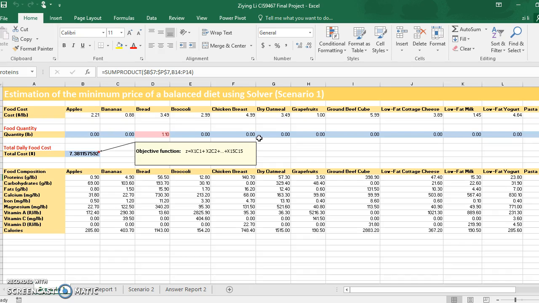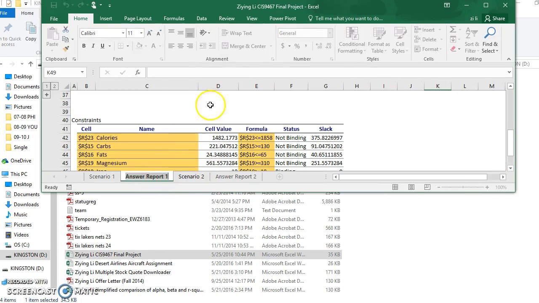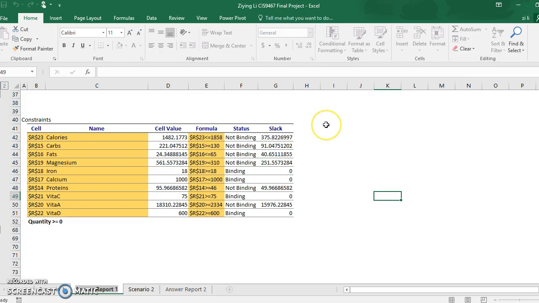Well, to answer this question, I did my final project on estimating the minimum price of a balanced diet using Excel solver. So the goal for this project is actually very simple. That is, we are trying to identify a realistic and nutritious diet of the lowest cost for a 24-year-old female to meet her daily nutritional needs.